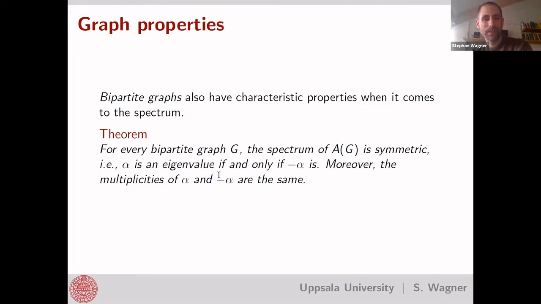All right. So bipartiteness is a relevant property. And we can detect it from the spectrum as well. So here we can take the spectrum of the adjacency matrix. And it turns out that we can determine from the spectrum whether or not the graph is bipartite. And that's because of this theorem. So if a graph is bipartite, then the spectrum is symmetric. So if alpha is an eigenvalue, then minus alpha is, and the other way around, and they have the same multiplicity.